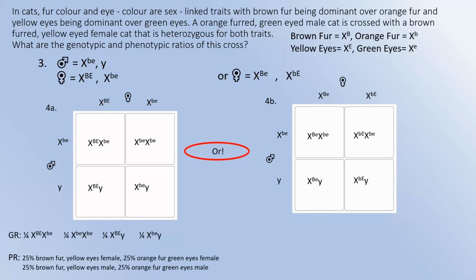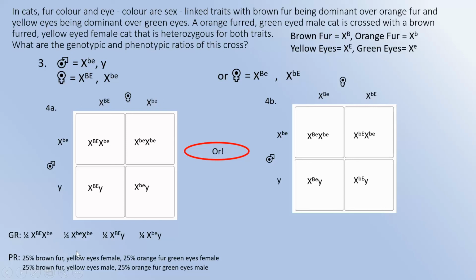So based on 4A, we have a genotypic ratio of 1 out of 4, X big B big E, it's a tongue twister, then X little b little e. That's this one right here, because there's one of these genotypes out of 4 possibilities. Then the same is true for the rest of them. There's 1/4 all recessive, homozygous recessive for everything. Then 1/4 is like the male that's homozygous dominant. It's actually not homozygous dominant because there's only one. It's just both dominant alleles, then the male with both recessive alleles.